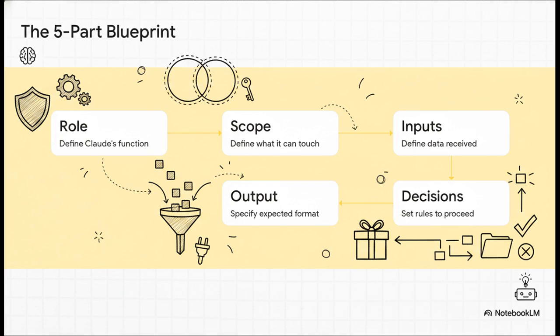First, define the role. Like, what exactly is Claude's job here? Second, the scope. What can it touch and what is strictly off limits? Third, inputs. What data is it going to receive? Fourth, decision rules. When should it proceed, or better yet, escalate? And fifth, the output contract. What exact format is the next system expecting? This blueprint absolutely stops the AI from just guessing what you want.